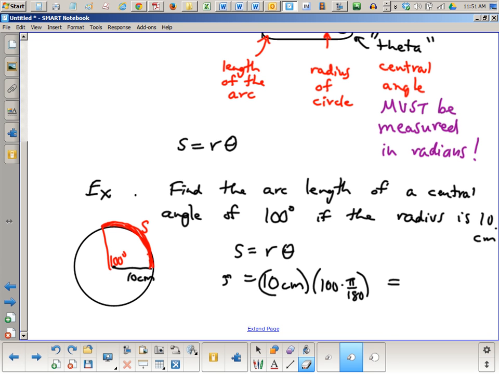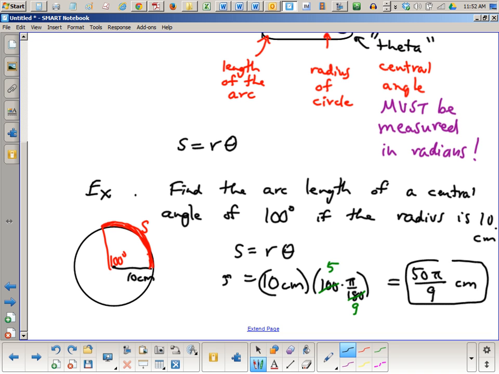Okay, so you can actually just reduce stuff. Like this is just 5/9. And so this comes out to 50 pi over 9. And now this is us centimeters. You might say, hold on, Mr. Shore, now it's radian centimeters. Radians are the invisible unit. So you don't even have to write radians if you don't want to.